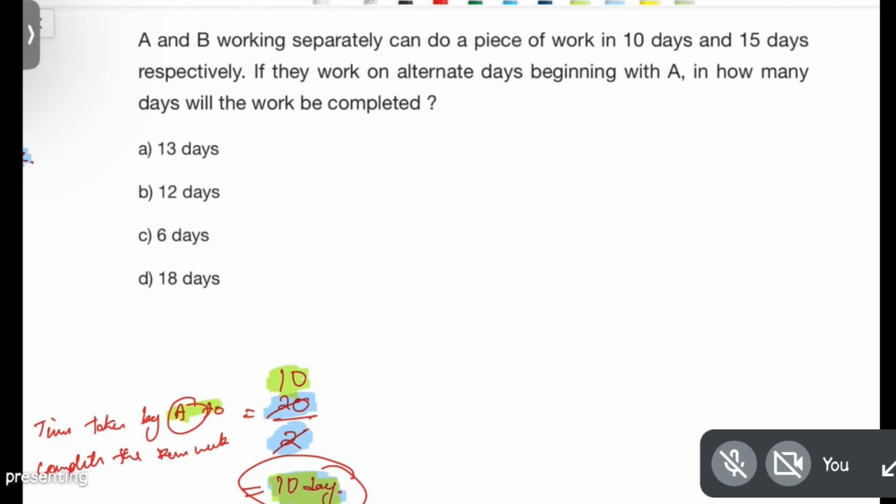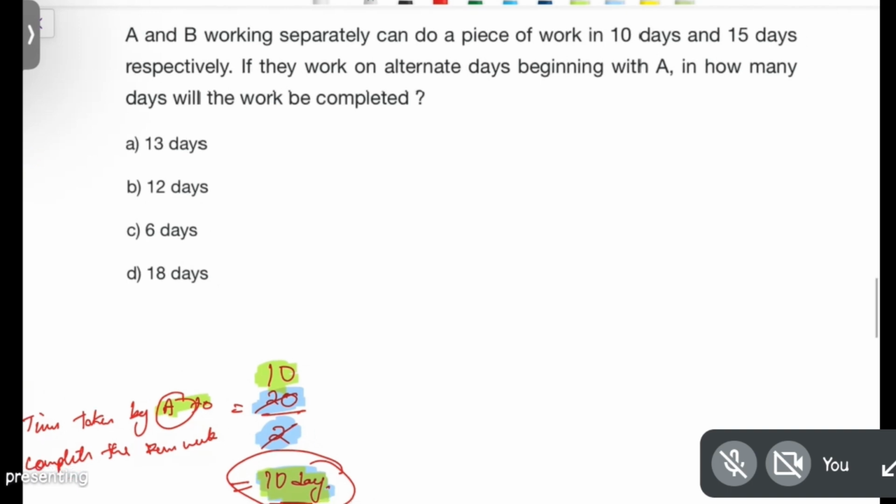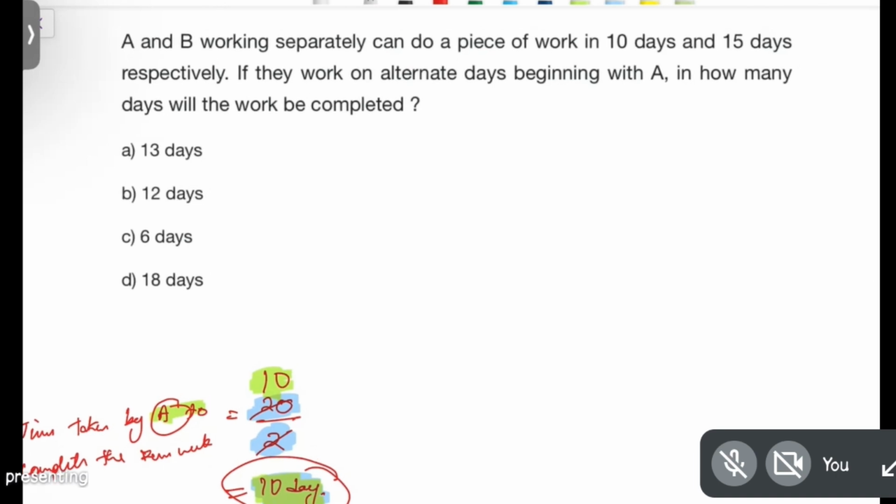A and B working separately can do a piece of work in 10 days and 15 days respectively. If they work on alternate days from the beginning, okay, this is also one type. I'll try to explain this. It is called alternate days working. A can do a piece of work in 10 days and B can do the same work in 15 days. And if they work on alternate days, beginning with A, that means A is starting the job.